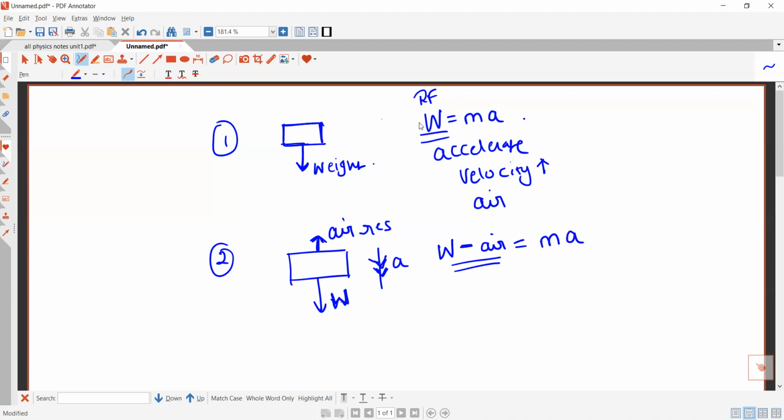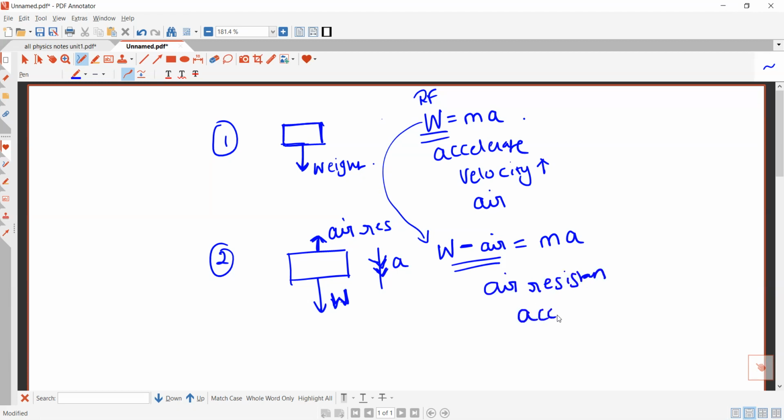Compare it to before, your overall resultant force has decreased. Before it was only weight. Now weight is there, but from weight, what is getting subtracted? The air resistance value. So your overall resultant force has decreased. Understood, everyone? Yes. Therefore, your air resistance is there now.